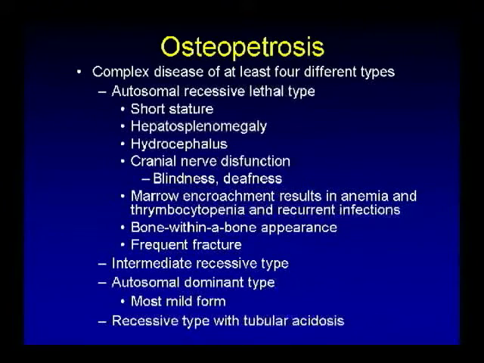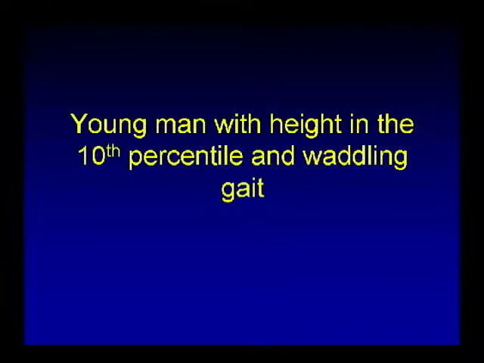There's multiple types, but these patients will typically have hepatosplenomegaly. They may have extramedullary hematopoiesis because the bone that's formed crowds out the normal marrow, and also the bone that forms, even though it's very dense and it's due to osteoclasts not reabsorbing the bone normally, is like chalk and it's very brittle. They often will have encroachment of the foramina at the base of the skull, resulting in blindness and deafness.